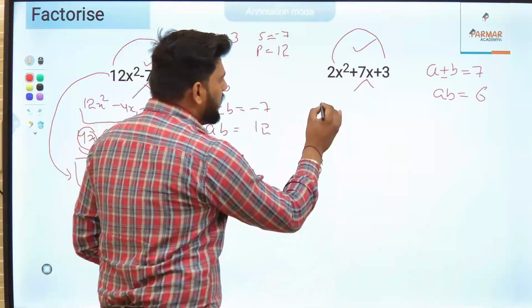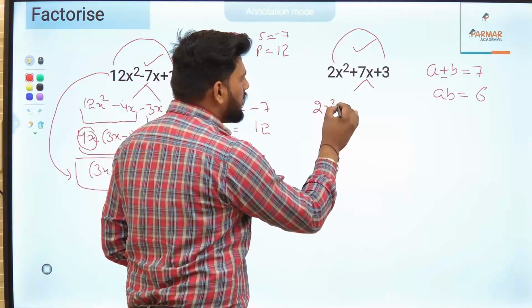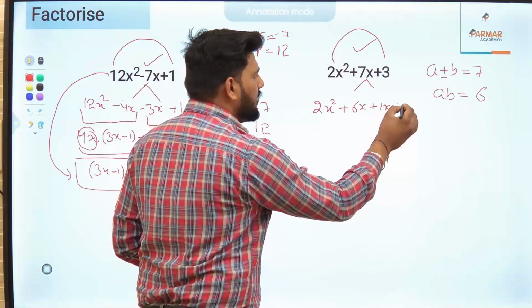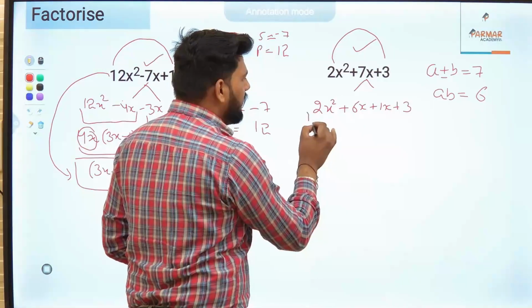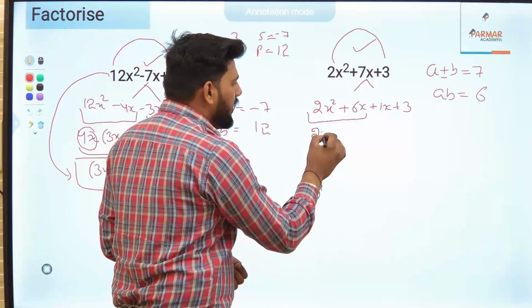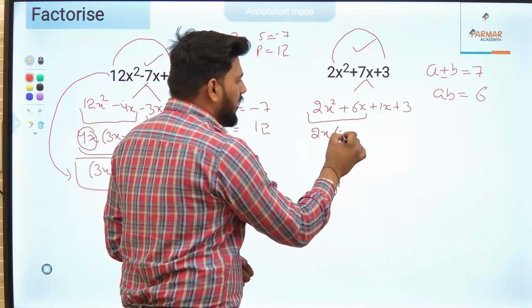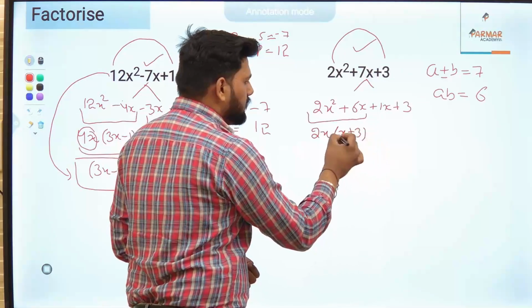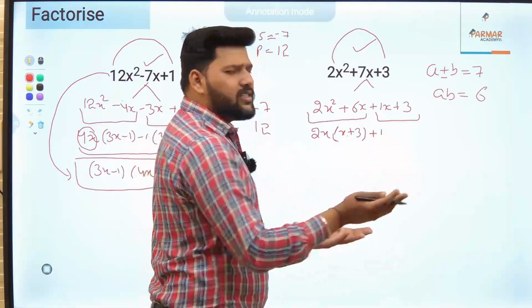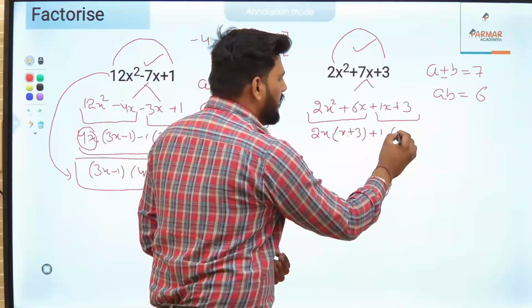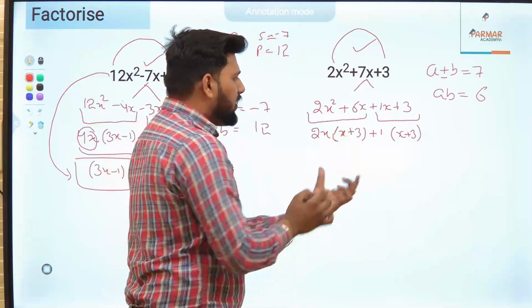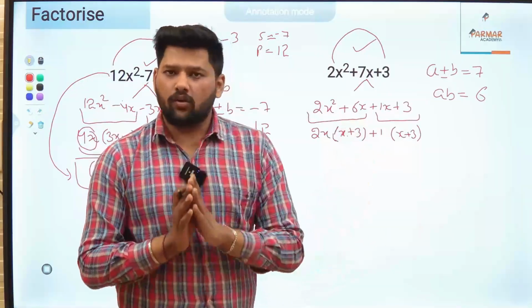So the middle term splits into two parts, that is 2x square plus 6x plus 1x plus 3. Now again, what is common from the first two terms? That is 2 and x. We are left with x plus 3. Again, what is common from the last two terms? Nothing is common. We will say that 1 is common. So 1 into x plus 3. Again, we have both the factors the same now. That means my calculation is correct.